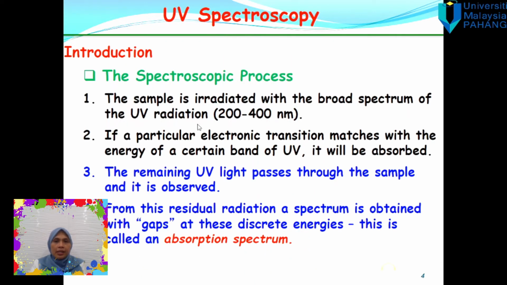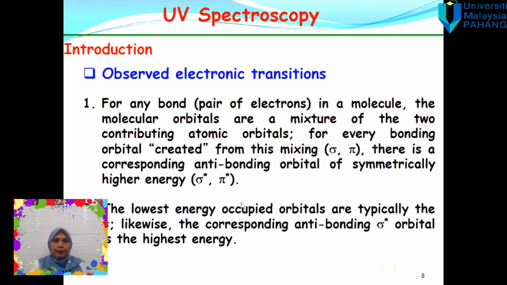When the sample is inserted in the UV spectrometer, what happens? The sample is irradiated by the UV radiation and some energy is absorbed, and this energy should be equal to the delta E for the particle to undergo an electronic transition. The remaining ultraviolet light passes through the sample and is observed. From this residual radiation, a spectrum is obtained, and this spectrum is called the absorption spectrum.